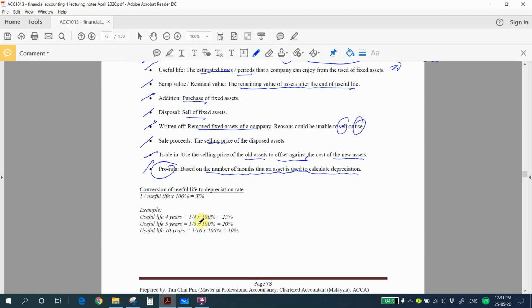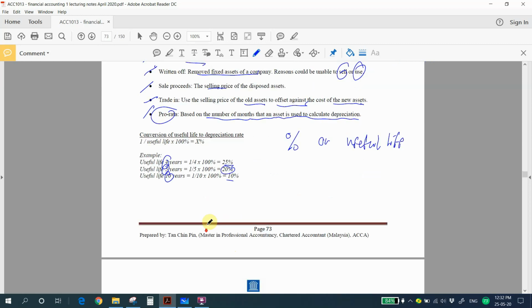So next, when we calculate the depreciation, it can be presented by a percentage or a useful life. This formula shows you how to convert from a percentage to a useful life. You use 1 divided by the useful life times 100%, and you get a percentage. For example, if the asset can be used for 4 years, it means that the depreciation rate is 25%. If the useful life is 5 years, then 20%. 10 years, 10%. So this is an example for you.